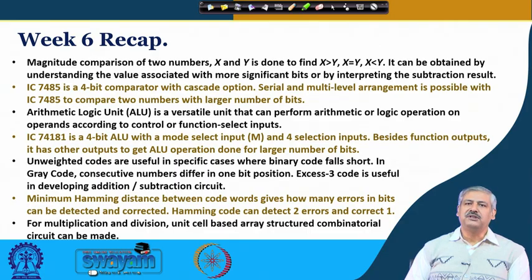And then we looked at error correction and error detection codes, and in that context we defined Hamming distance, and we saw how the minimum Hamming distance in a particular coding paradigm can be useful in understanding how many bits can be corrected or how many bits can be detected.